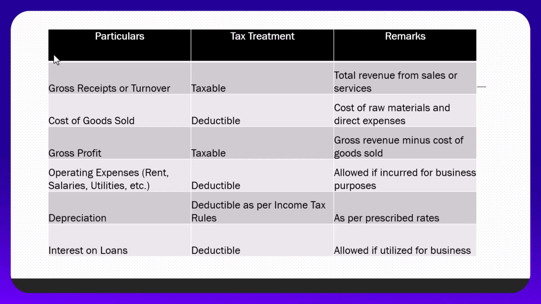So there will be something called gross receipts or turnover. This is the sale of the company or the revenue of the company. Okay. First. Second, whatever the cost of goods sold, minus it.